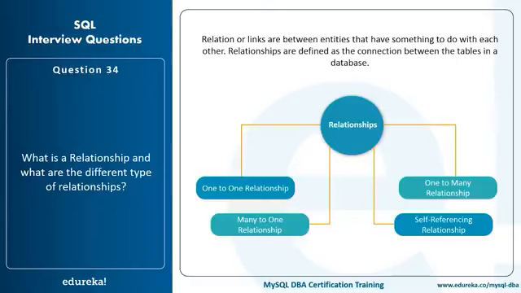Coming to the self-referencing relationship, it basically means that you can have a single table out of which two columns are related to each other with a relationship.